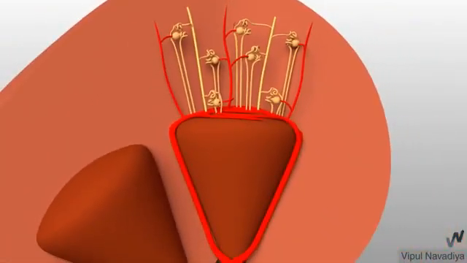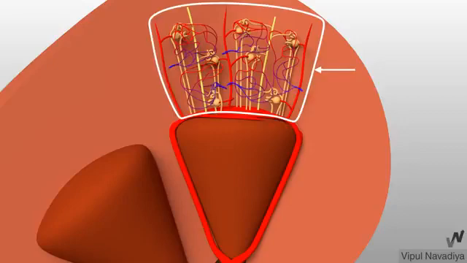Efferent arterioles again divide to form a second capillary network. The capillary network arising from efferent arterioles of cortical nephrons is different from that of juxtamedullary nephrons. These are the cortical nephrons. Their efferent arterioles form the peritubular capillary network in the cortex. This network supplies the portion of tubules that lie in the cortex.